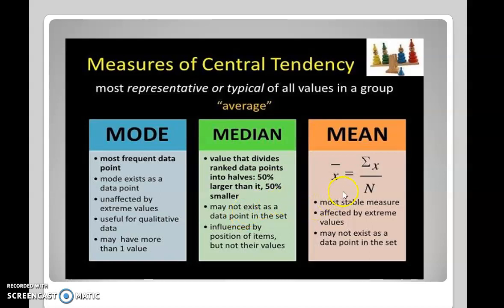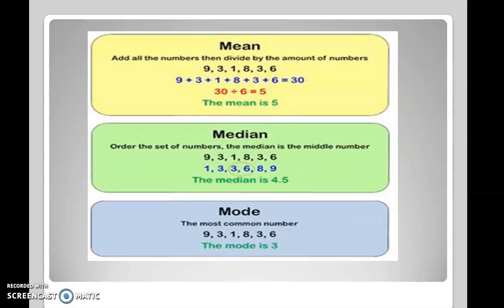And the final is the mean. As I told you before, the mean is the summation of all the values divided by the total number of values. It is the most stable and most used measure, and it is affected by extreme values since it is the summation of all values. It may not exist as a data point in the set. So the mode will definitely be present in the data set, but the median and mean may not be. Here is a simple example to explain mean, median and mode.